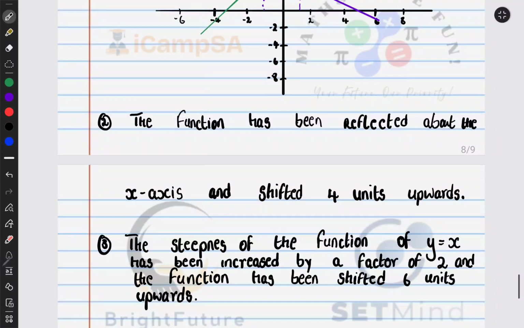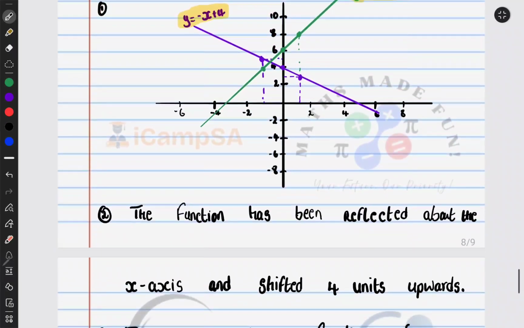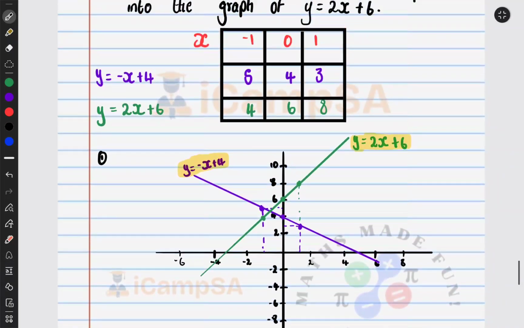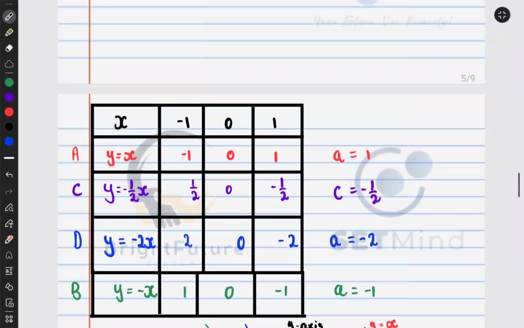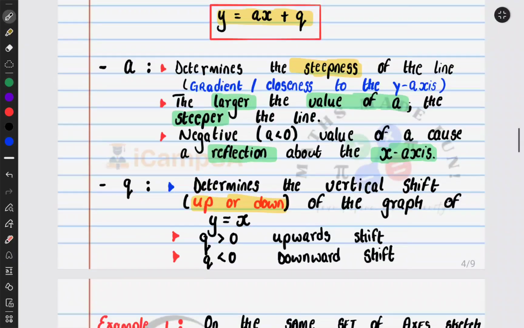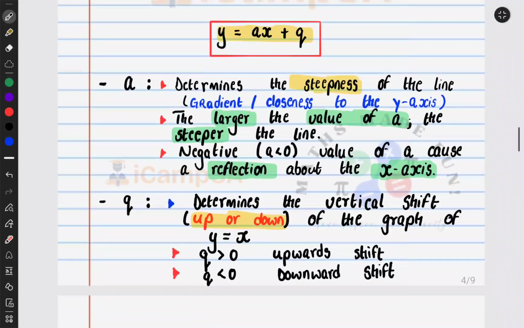So there you have it, folks. Those are the transformations and the changes that do happen when we change the value of a and q. I hope we have been able to clarify those.